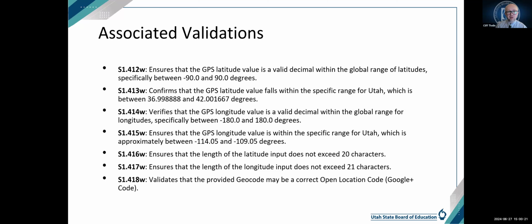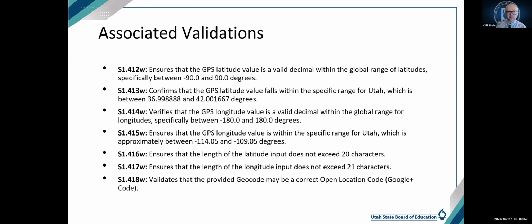Then the next one is specifically for Utah itself. The other is like the entire planet. This next one is down to Utah itself, and this warning will say essentially that it's not within the range of Utah, and that's the latitude ranges for Utah. And then we have similar checks for the longitude and also for the state of Utah for the longitude. So hopefully those will help guide and direct if there are any problems with the GPSs that you're being provided.